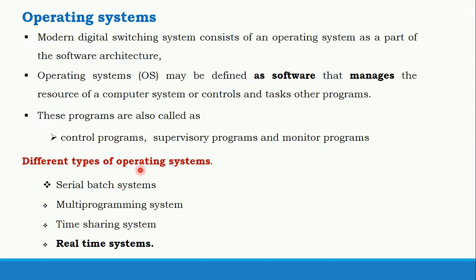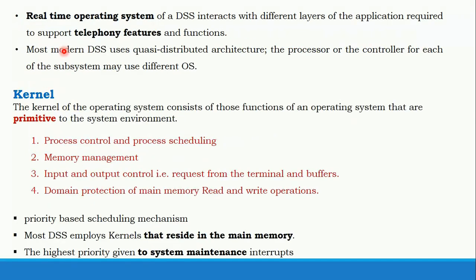There are different types of operating systems generally: serial batch system, multi-program system, time sharing system and real-time system. For telephone communication, real-time systems are preferably used for a digital switching system. It interfaces the telephone features, and most DSS have a quasi distributed architecture, which means the processor or controller will have control over different operating systems.